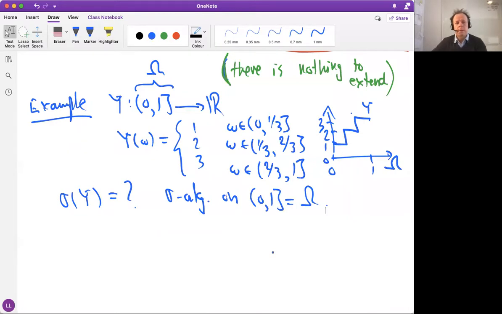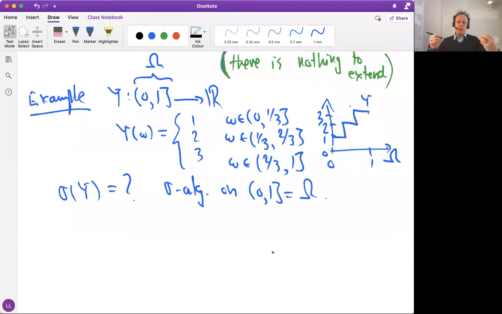If we do a bit of a mental exercise, we could play around. We know that this should contain all the pre-images of all the Borel sets on the real line. So think about the Borel set which contains only the point 1. And then we could look at what's the pre-image of a set on the real line which only contains the number 1?